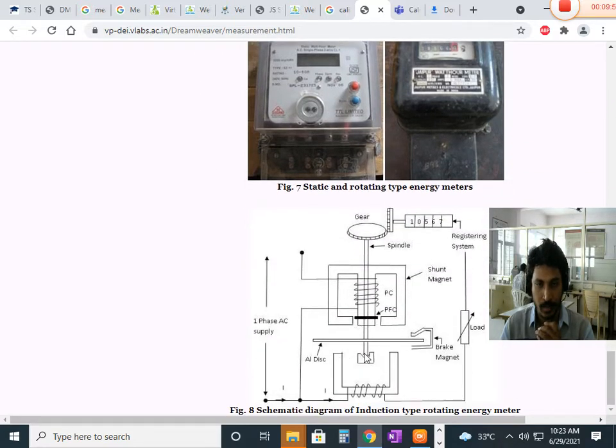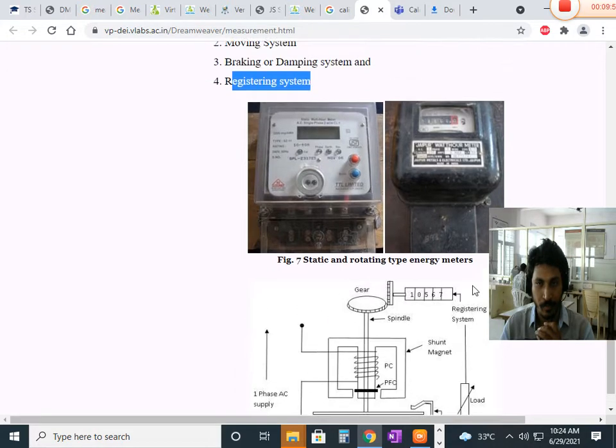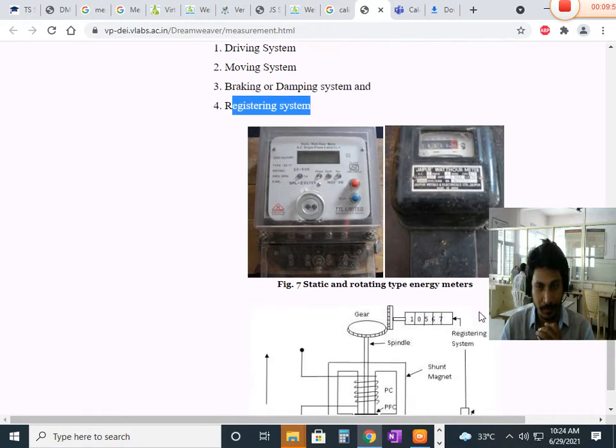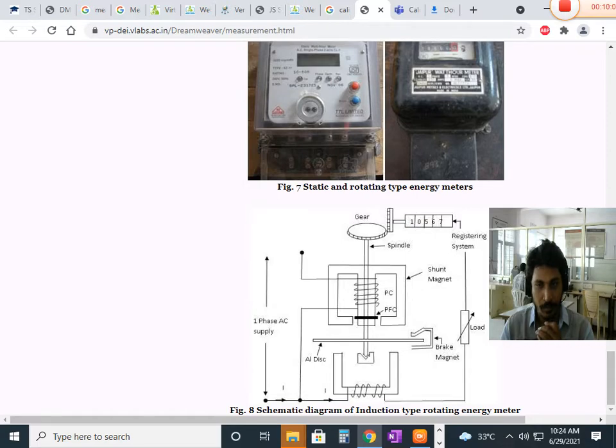Here you can see the first one is the driving system. Next one is the moving system. Moving system means the disc is rotating. When the disc rotates, the shaft connected with the disc is attached to a gear. As the disc rotates, the gear rotates. As the gear rotates, it is attached to one more gear over here. So this will give you the registering system.